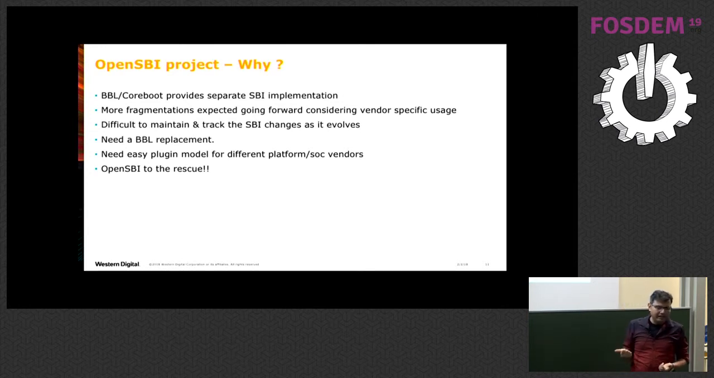So currently we have two options. BBL and Coreboot provide separate SBI implementations. In future, there may be more fragmentation. There will be more different SBI implementations because everybody goes and tries to implement their own, since everybody's code structure and open source model is different. And so that becomes a pain, difficult to track and maintain those SBI changes. We don't know who implements which version, and how they are backward compatible.